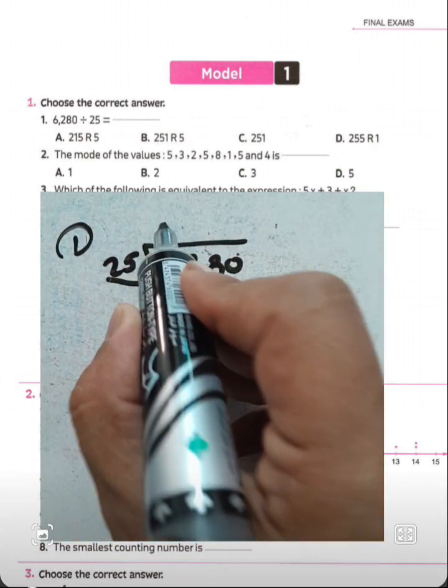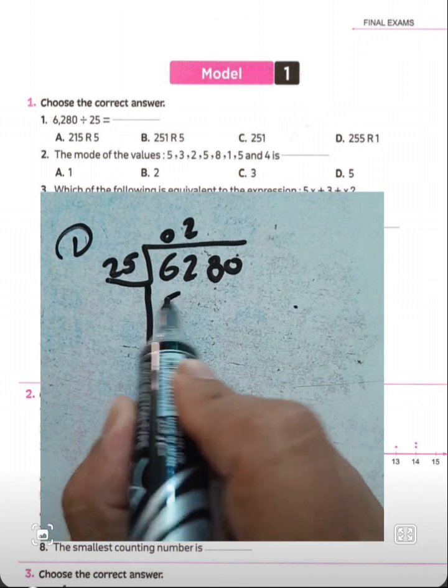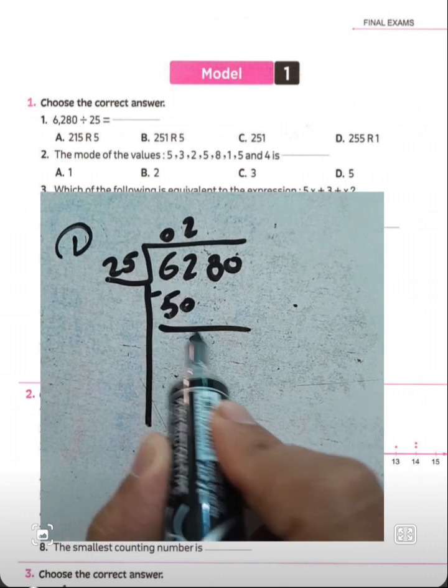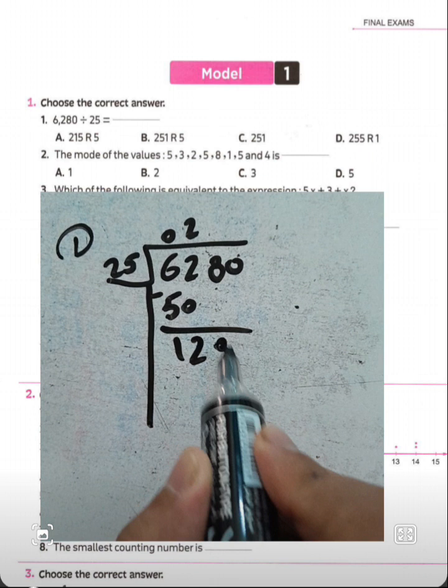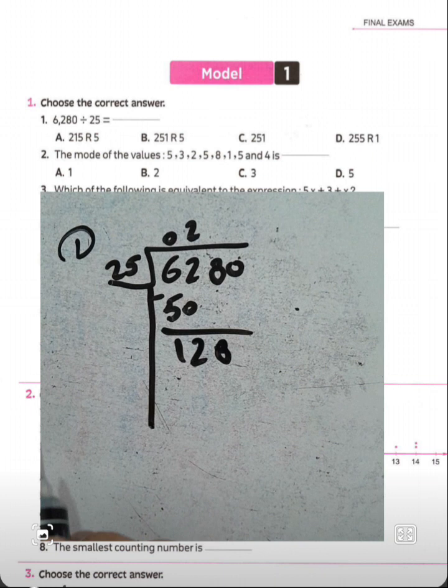We know 6 divided by 25 will be small, so we will divide 62 by 25. 2 times 25 equals 50. Then 50 is nearest to 62, and we can find the difference between 62 and 50. It will be 12. Then drop the next digit, 8. The result will be 128. And then 128 divided by 25.